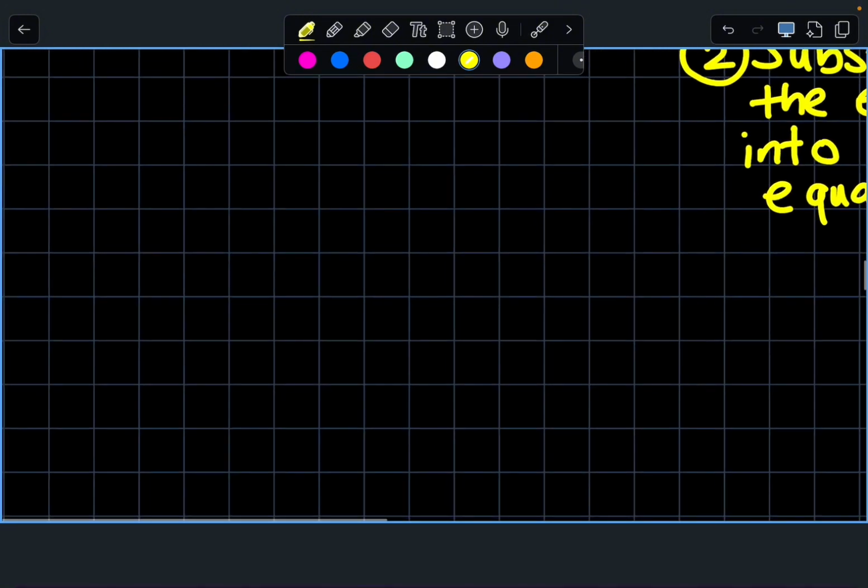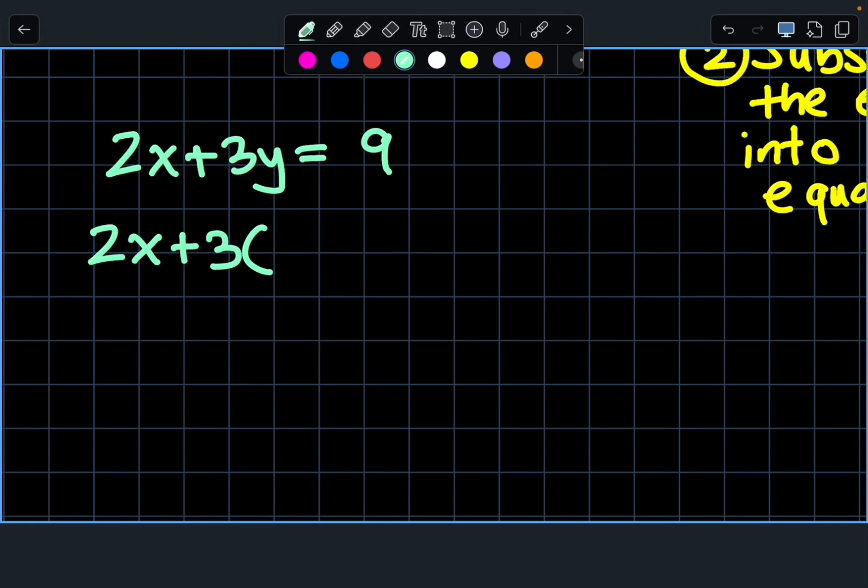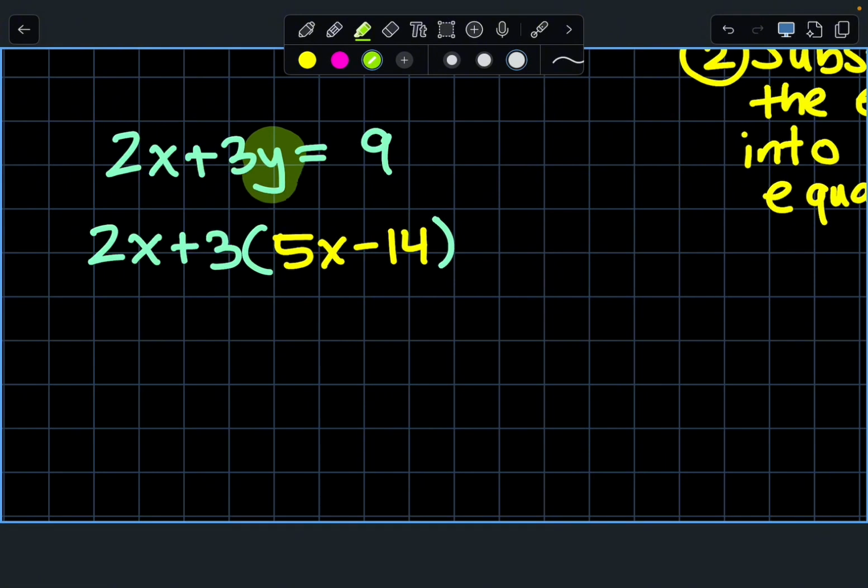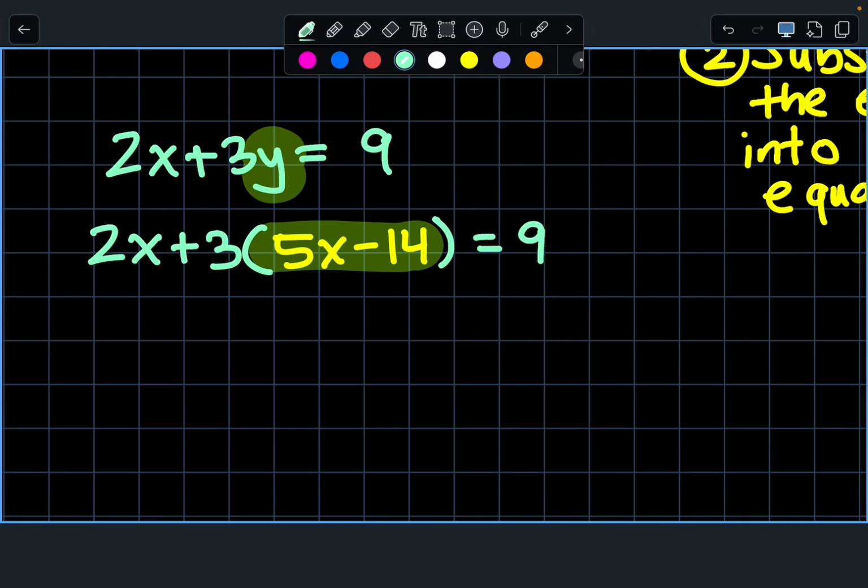I'll do that over here. We have 2x plus 3y equals 9. However, we're going to replace the y with the equation we solved for, 5x minus 14. Once again, we're replacing the y with 5x minus 14, and we're going to set that equal to 9, right? That's what we had originally set up. And you will have to solve this.